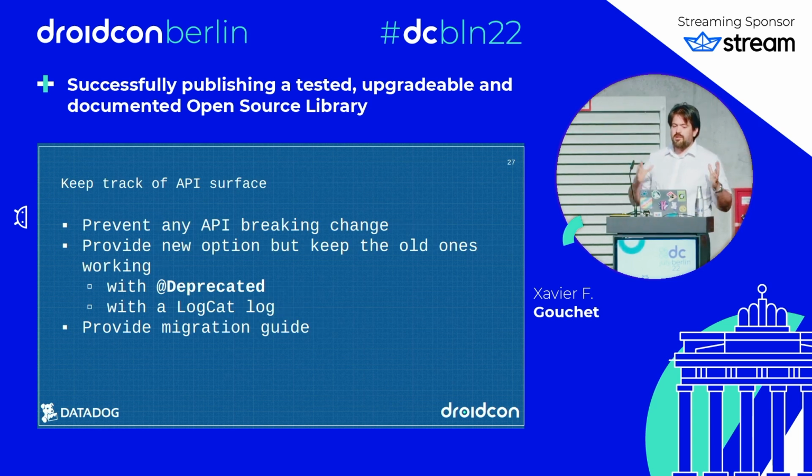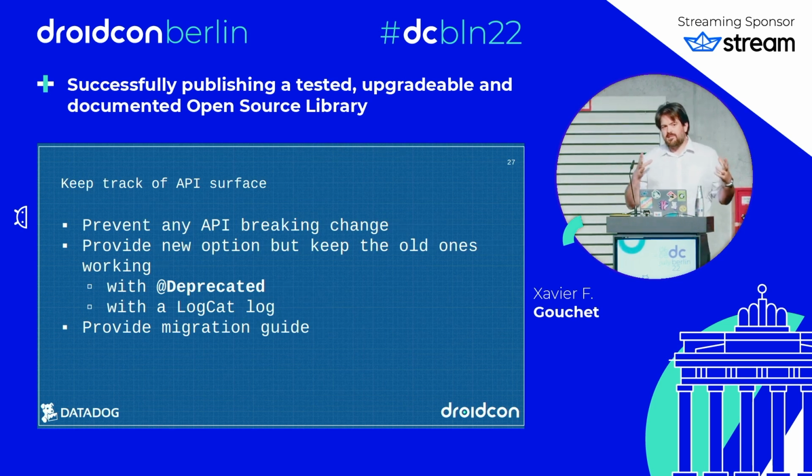So you need to provide new options, but still keep the old ones working. So basically, if you have a method with a specific signature, and say, oh, I want to add a new parameter to this method, well, keep the old one and create a new method with the additional parameter. If you're using Kotlin, this is very easy because you can use default values for those methods, and the compiler is going to take care of everything.